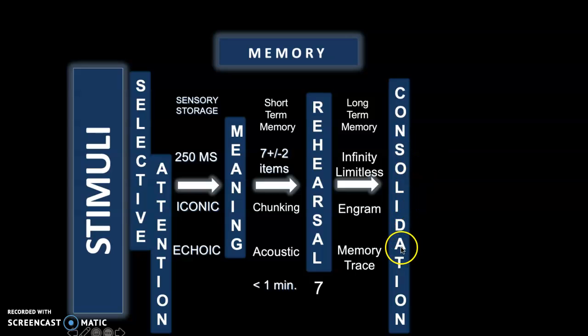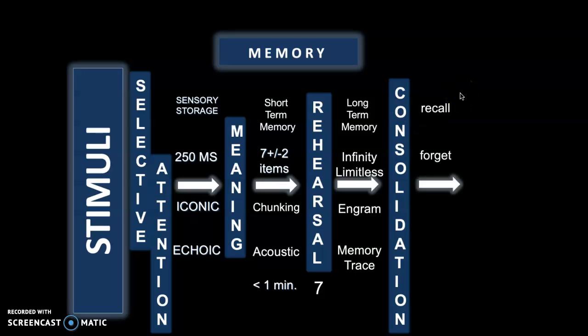Now here's a thing that really helps when you're a college student. You really need to know about consolidation. That is the process that takes place that makes a memory permanent in your long-term memory. So consolidation is like storing a memory in your computer, where it takes a little bit for a long document to actually be able to store. That would be consolidation.